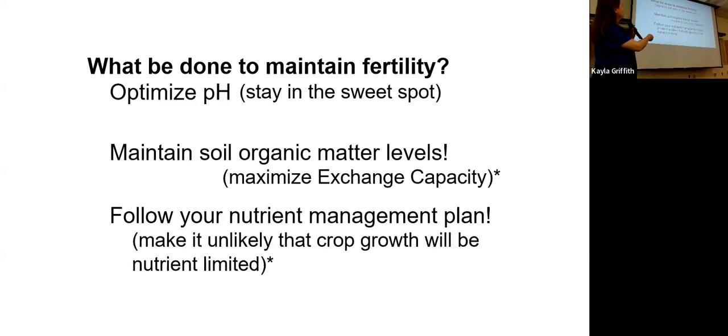So if you have pH in the sweet spot, your nutrients are available. If you maintain soil organic matter levels and minimize erosion, then you're maximizing your cation exchange capacity. And if you follow your nutrient management plan, you make it unlikely that crop growth will be nutrient limited.